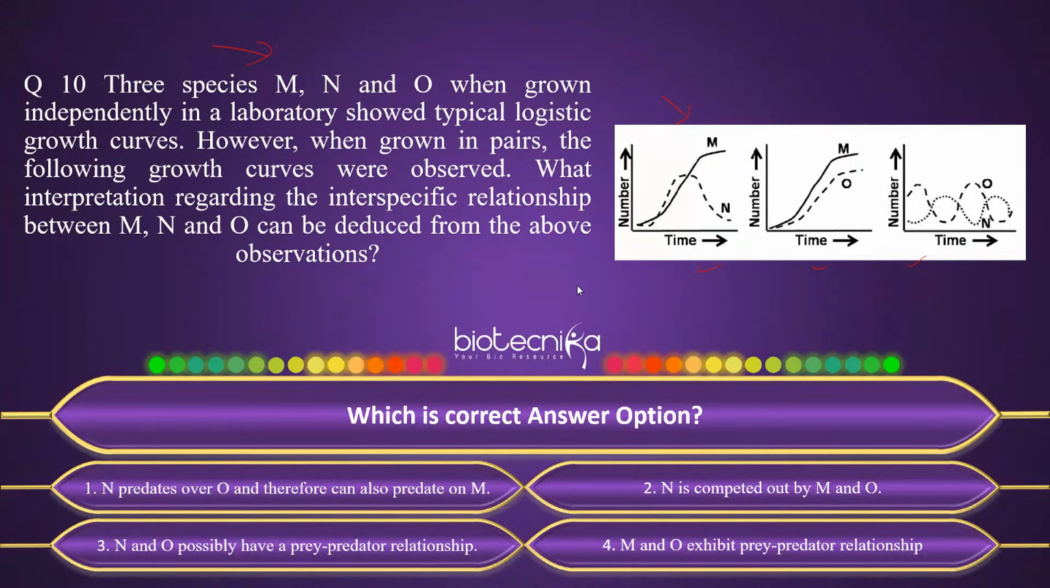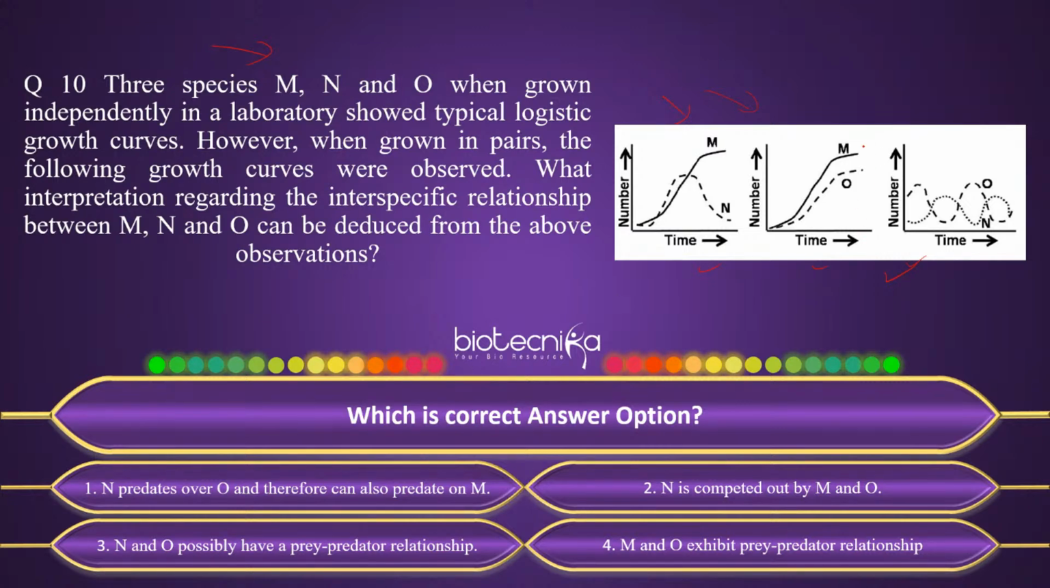What kind of relationship do you think these two species are sharing with each other? Very nice. Gonu has come up with the quickest answer. Sahiba, look at the question once again. See, in the question, it has been given that these species were grown separately, right? So these graph curves were observed. But when they were grown collectively, this graph was observed. So what kind of relationship do you think they will be sharing with each other?